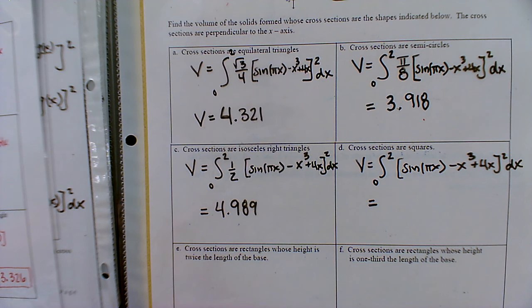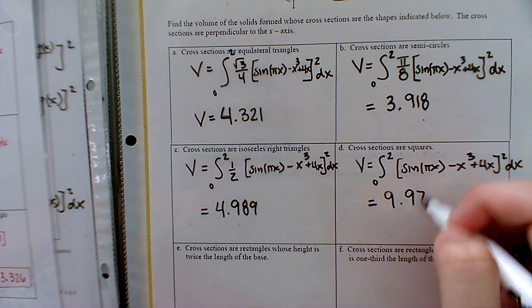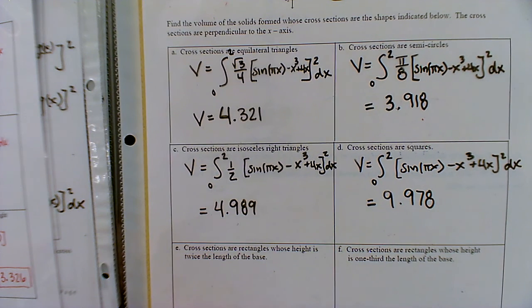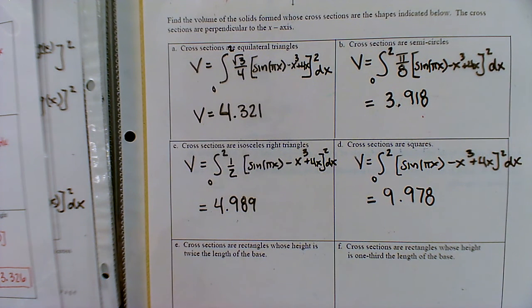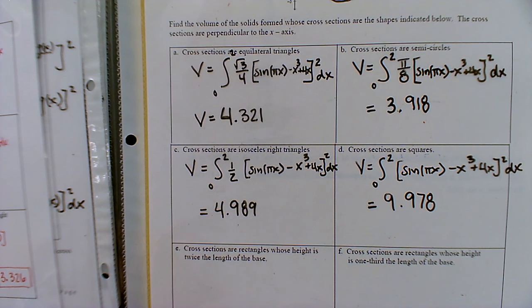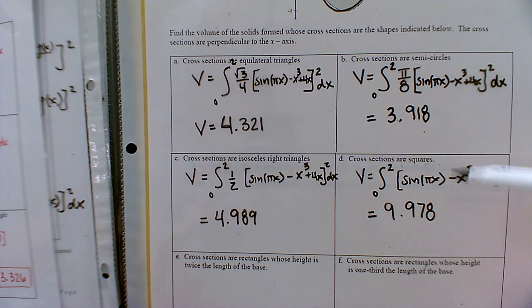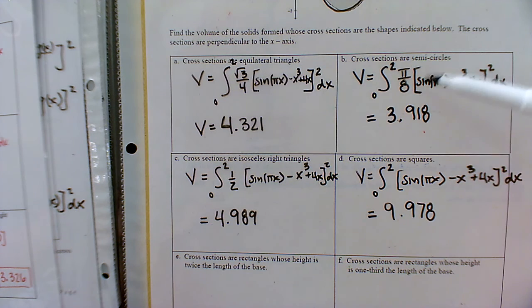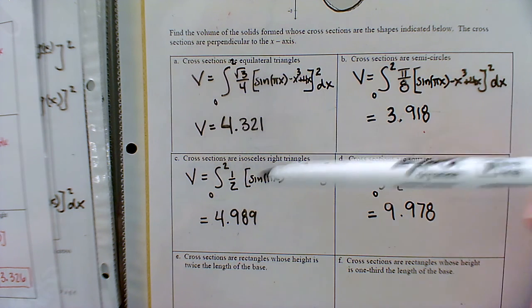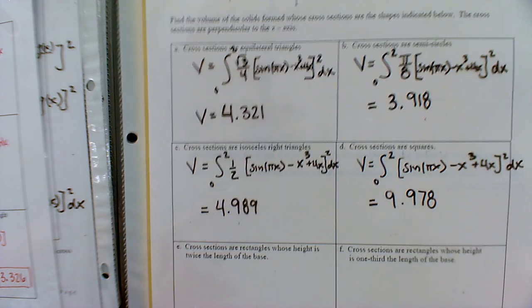What's our volume for the squares? Good, Maddie? 9.978. 4 for 4? Okay, so those are 4 typical ones. Notice how they all have that f of x minus g of x squared. The only difference is the multiplier, or that constant coefficient out front, okay?